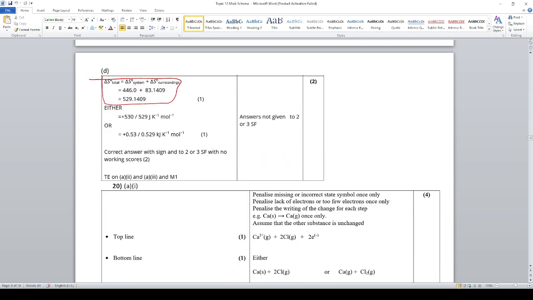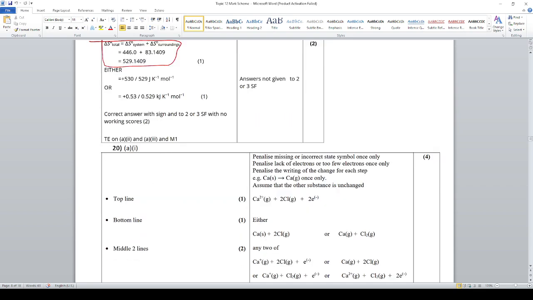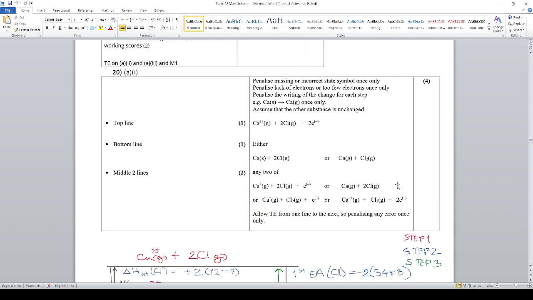Here, question number D, I've just circled the working because unlike a lot of other questions, this one at least does give you the working in something that is fairly easy to look and follow. Like, total is just adding all the numbers together, and that's your total entropy. Very simple. Question number 20.